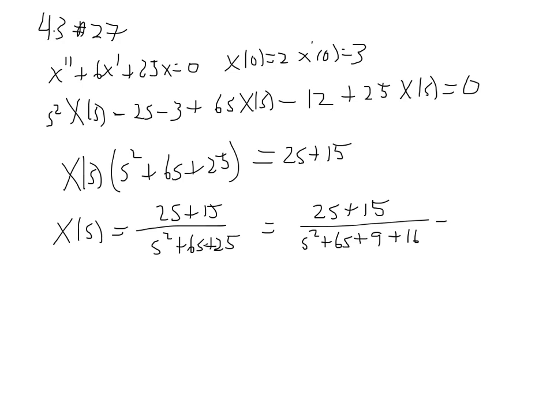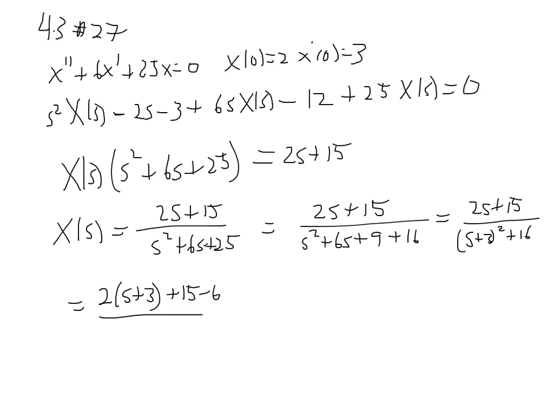So then it becomes very similar to a problem we did a little bit ago, where we have to make things match up properly because we have s plus 3 squared plus 16. So since I have that s plus 3 on bottom, I need s plus 3 on top. So that's going to be 2 times s plus 3 plus 15 minus 6. Again, same deal. The plus 3 is inside, so I did 2 times 3, which is 6. And then we're going to have s plus 3 squared plus 16.